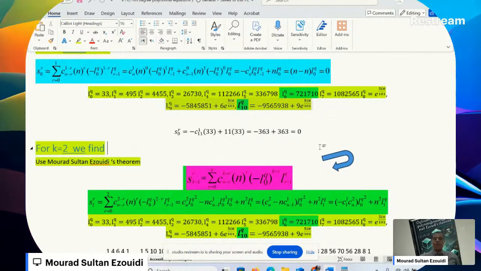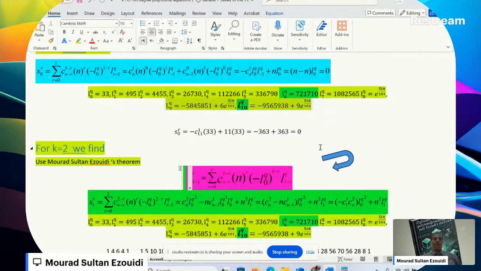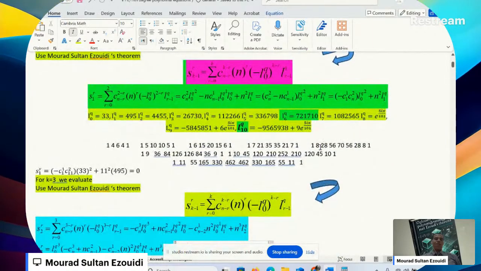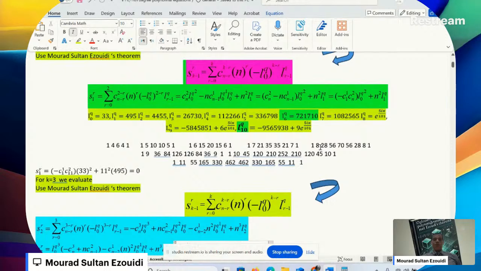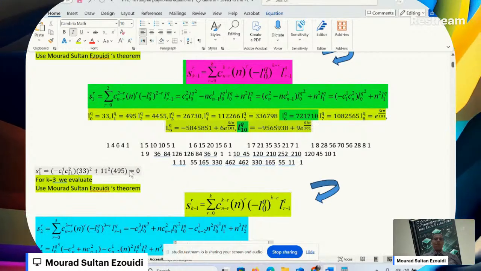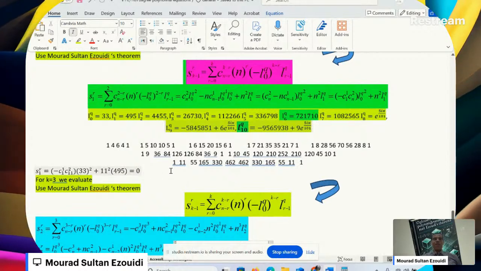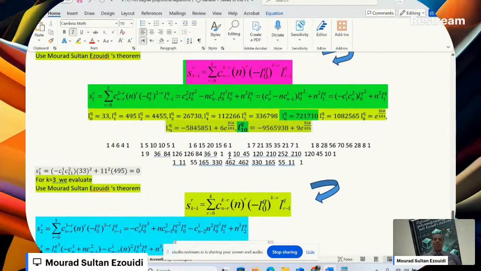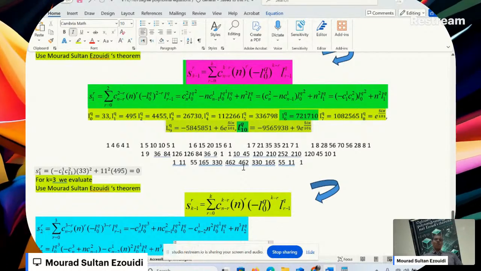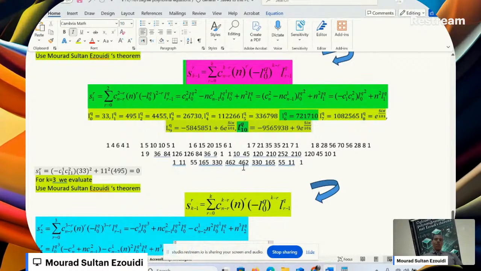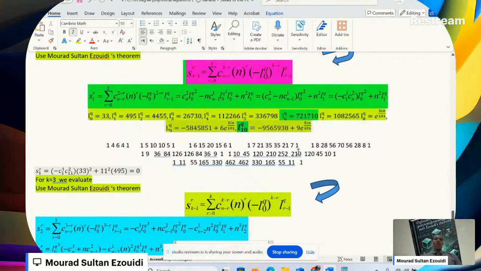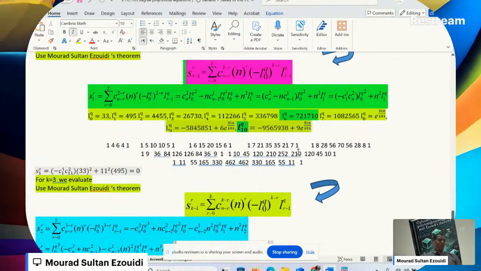Okay, so here in this example, we calculated the value according to Mr. Mourad Sultan Ezouidi, according to his formula. We obtain that S1 is equal to 0. Just substitution and do your best. Then we should calculate also S2. In order to get S2, just dive into the structure and put k equal 3, and after that you will make your own substitution and you will see that S2 in fact is equal to 0.